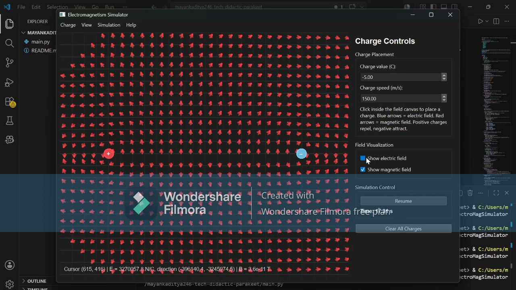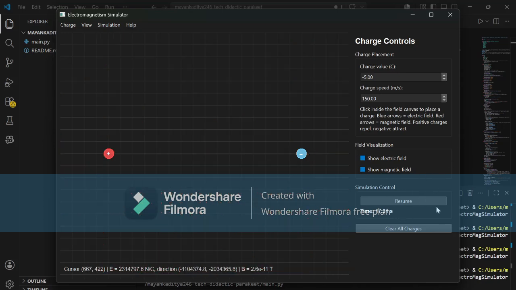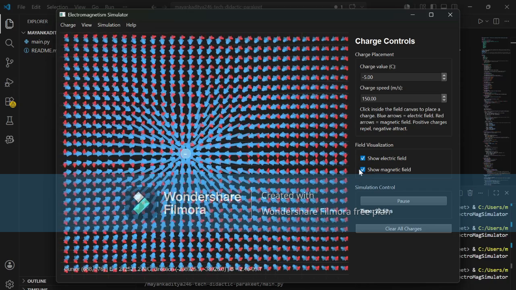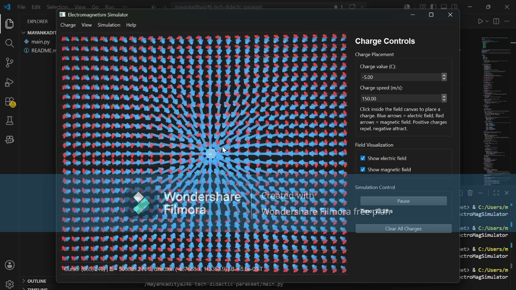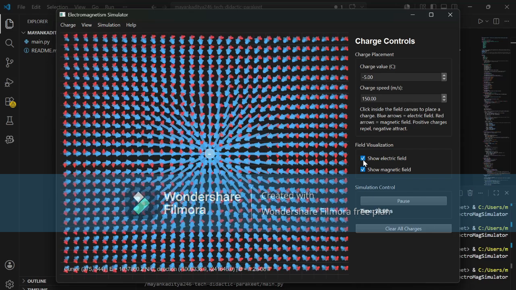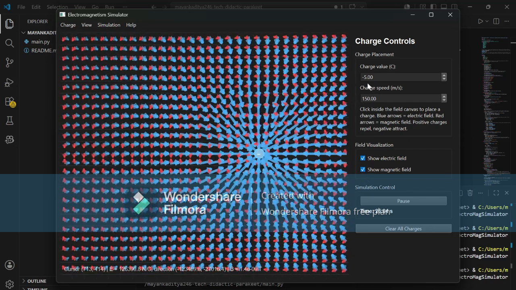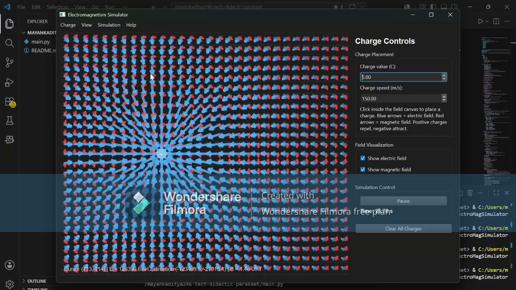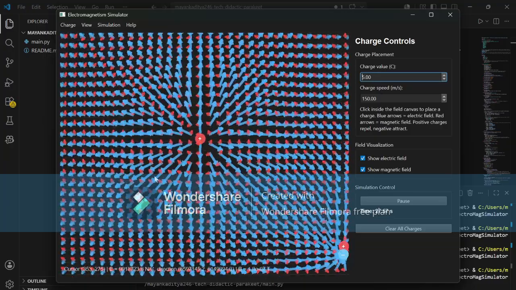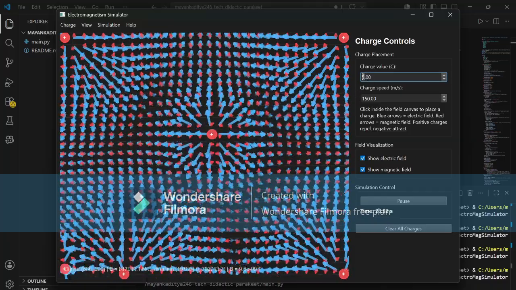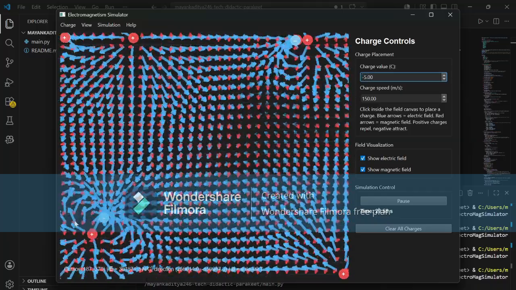Now let's see what happens when we actually start time. As you can see, they accelerate towards each other. And if we take a look at electric fields, we can see that they both interact and they alter the magnetic and electric fields. And what we can also do is put in more charges. Let's add like 5 more protons and 5 more electrons.